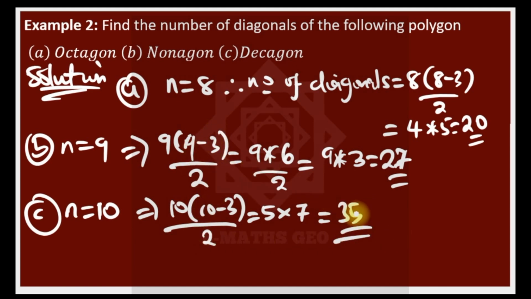So we've learned how to get the number of diagonals given the polygon. So we are done with that.